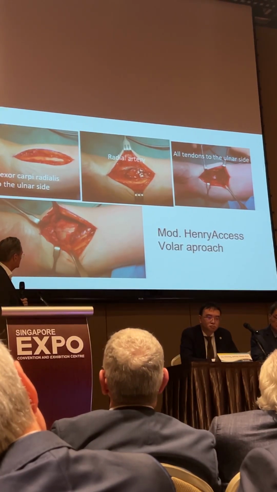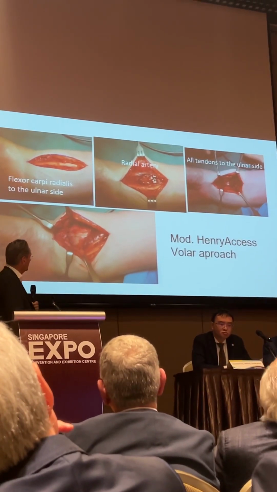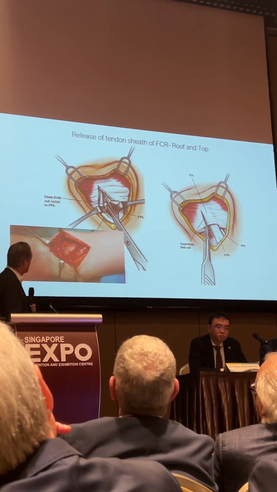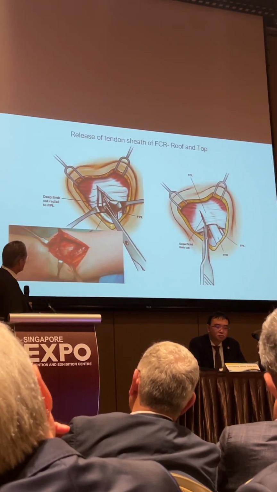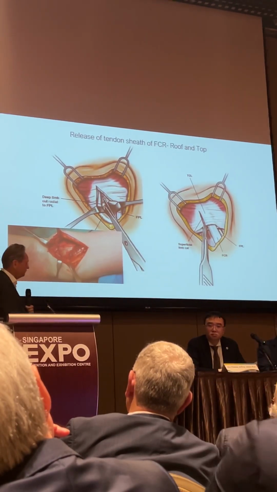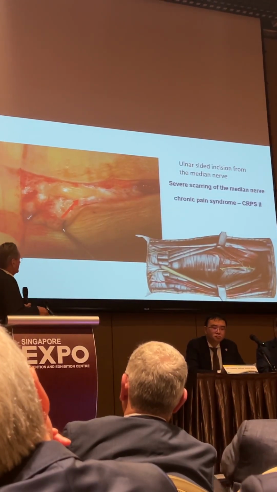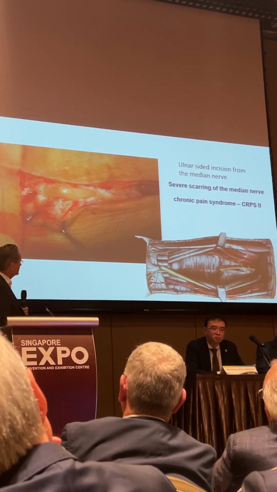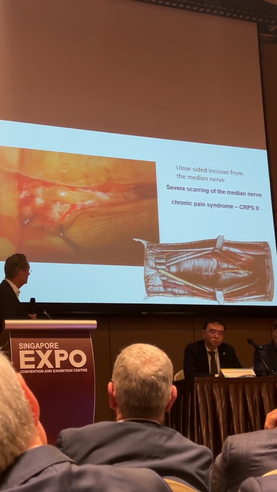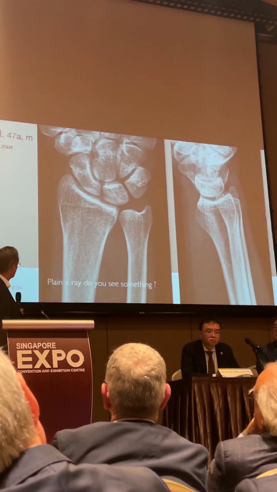So what access do we use? We always use a radial-sided access, never go ulnar from the flexor carpi ulnaris, and we release the tendon sheath of the flexor carpi radialis on the roof and top to release the tendon and get more space. If you take an ulnar-sided incision from the median nerve, you sometimes get severe scarring of the median nerve and can cause chronic pain or CRPS.